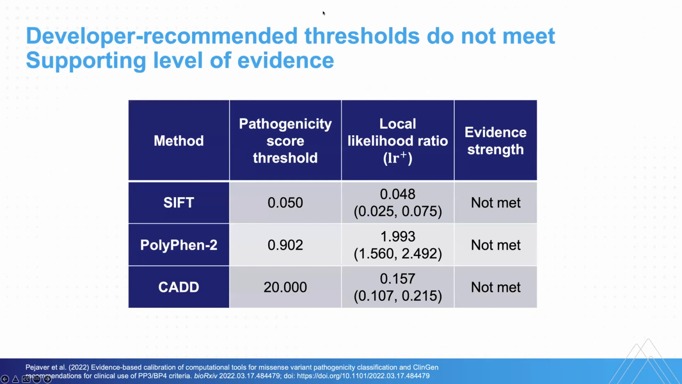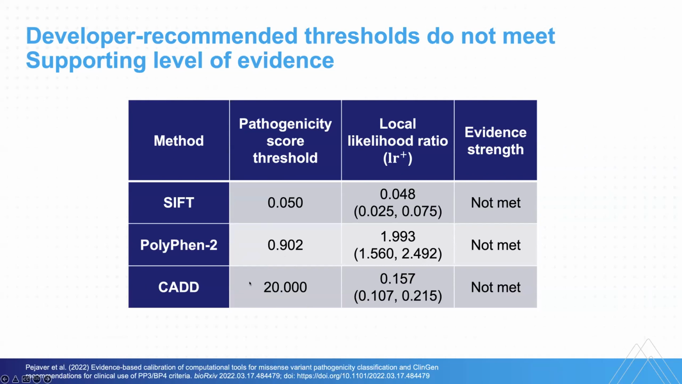So I would like to make one note about the developer recommended thresholds. I'd mentioned this before. We took 3 examples. We could repeat these for other methods. We just picked 3 examples that probably were representative and typical to the field. SIFT has a threshold of 0.05, and note that SIFT has an inverted threshold. So if you're below 0.05, you're pathogenic or disease associated. PolyPhen-2, I already mentioned, is 0.902. I picked the more stringent threshold, and CADD is 20.